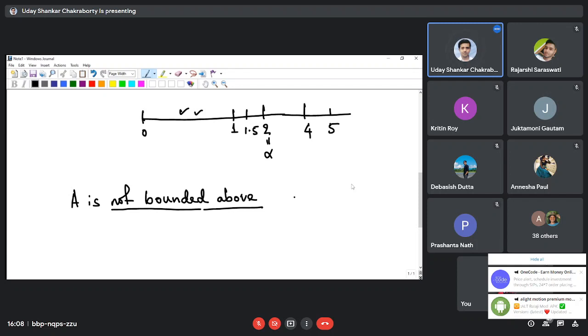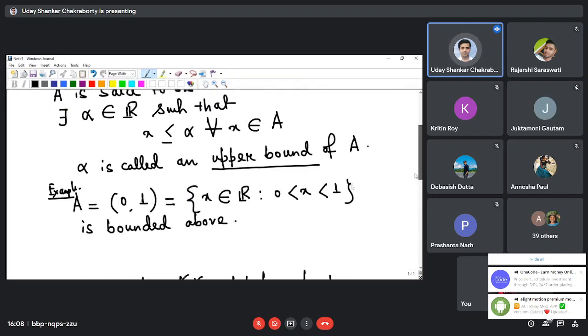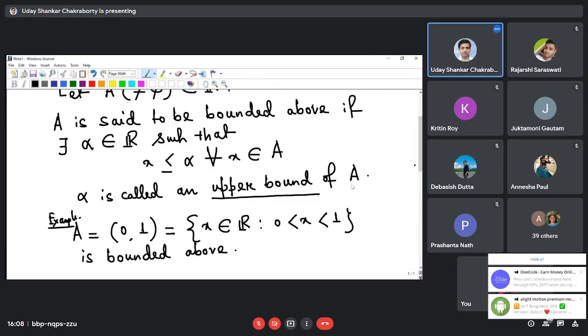Anybody? Sir, 1, infinity. No, no, that is not. Please try to understand what I am saying. My question is, already I have defined that when a set is said to be bounded above, A is said to be bounded above if there exists a real number alpha such that x is less than or equal to alpha for all x belongs to A. That is the definition of a bounded set.